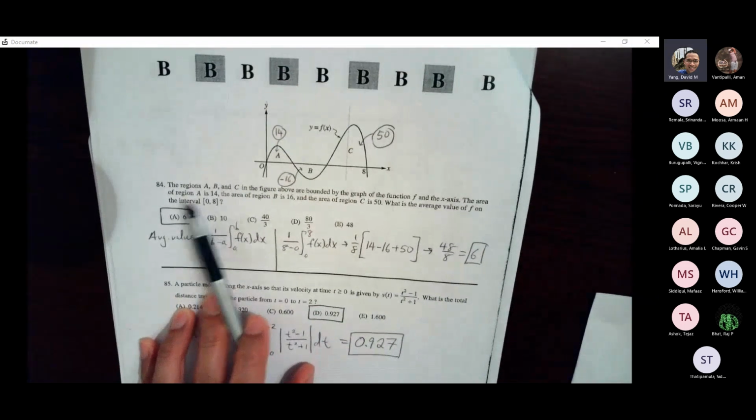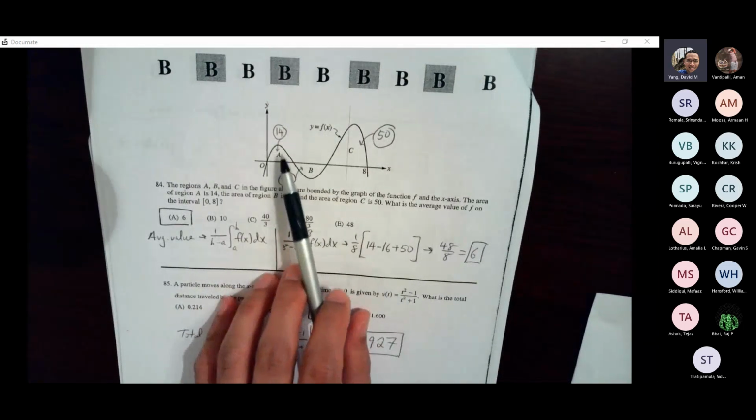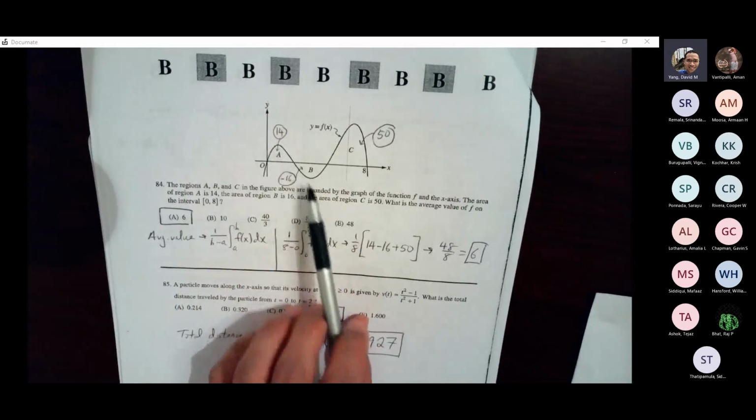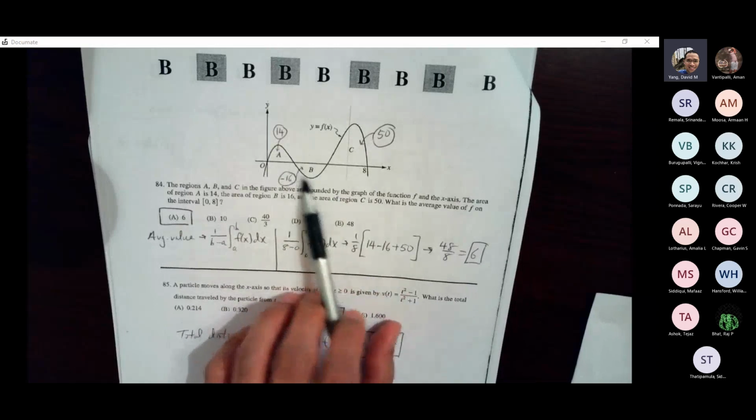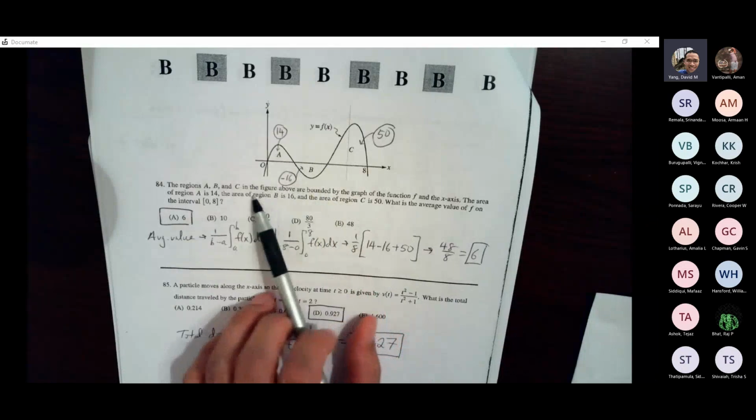All right, these next two I think are pretty straightforward. A, B, and C in the figure are bounded by the graph. So they tell us the areas are 14, 16, and 50, but anything below the axis in a definite integral will have to be adjusted to be negative.